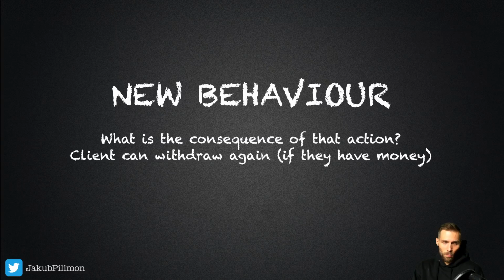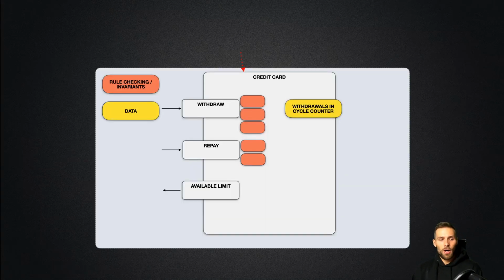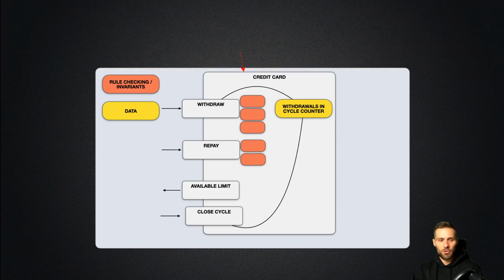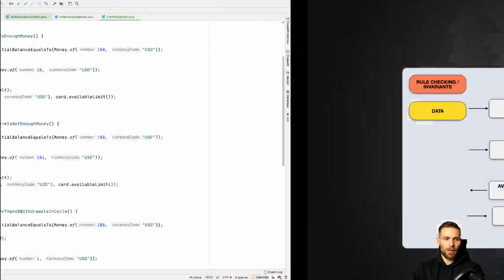And now we might get into a conclusion that withdraw touches, as we have seen, one data in our class called withdrawals in cycle counter, the integer, and the new implementation close cycle would touch the same data because we have to reset that. If you apply this way of thinking, now we probably can guess that the object that should handle this close cycle message is credit card, right? So let's try to implement that.